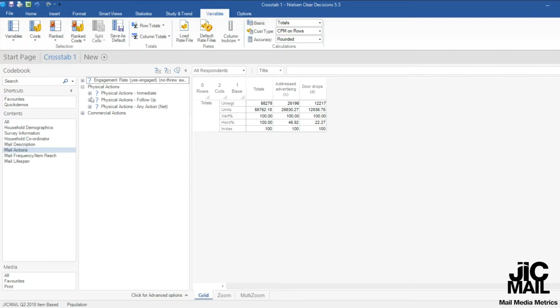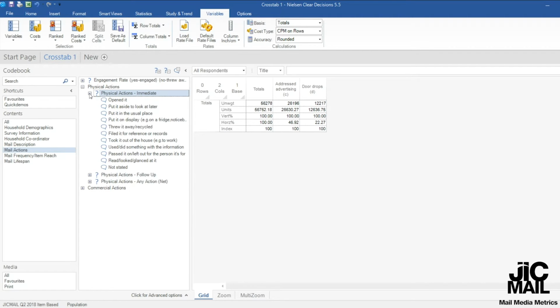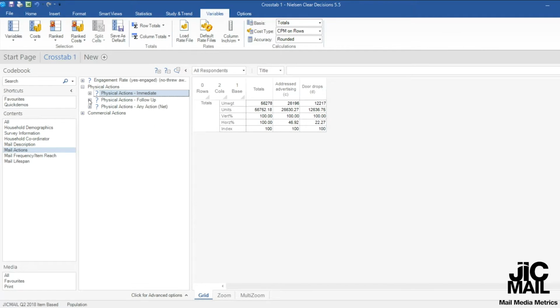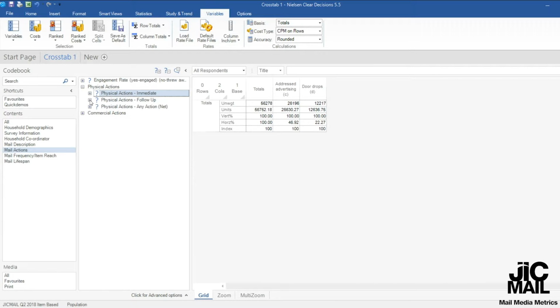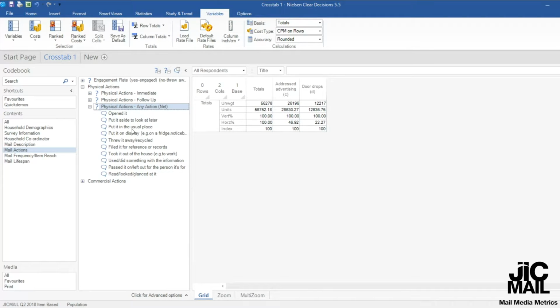And we split it down into three code books. We have got whether the action was taking place immediately. In other words, did it happen on the first day that the mail item was received? We have got whether or not it happened as a follow-up. So did the action happen at any other point over a 28-day period? But just to make things simpler, we've also combined those two. We've combined immediate and follow-ups into any action. So here, these are whether the mail action happened at any point over the 28-day period.